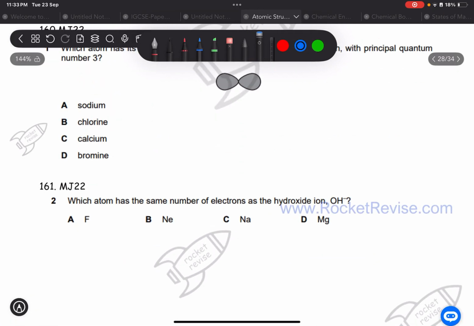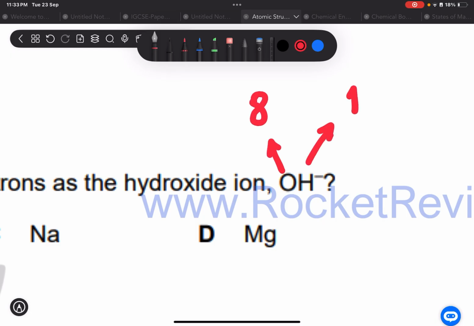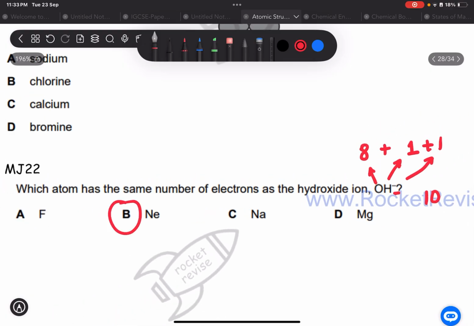Which atom has the same number of electrons as a hydroxide ion? Okay, a hydroxide ion: oxygen, how many electrons does it have? It has 8 electrons. Hydrogen has 1 electron, and you've gained 1, so plus 1. 8 plus 1 plus 1 makes 10 electrons, and I guess only neon has 10 electrons.